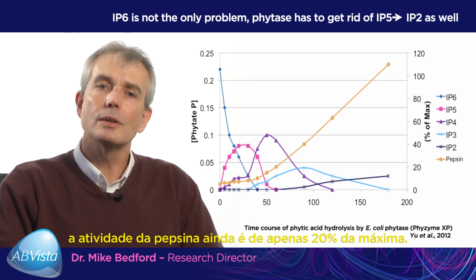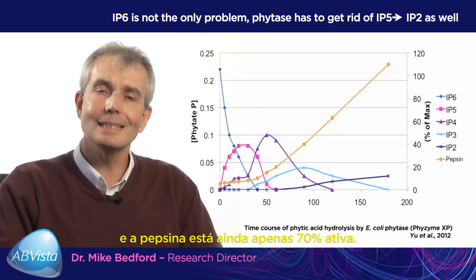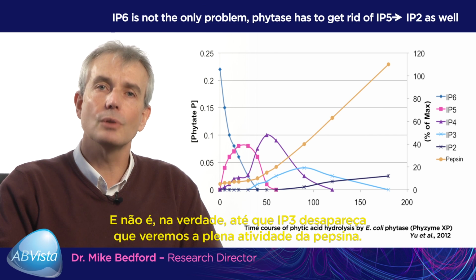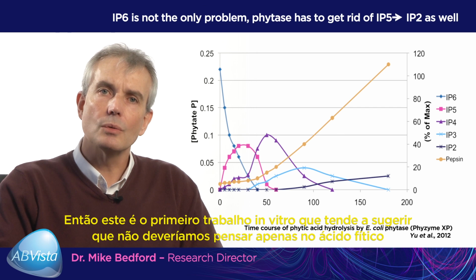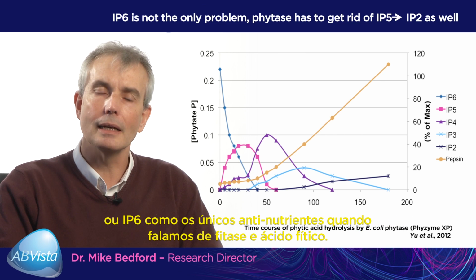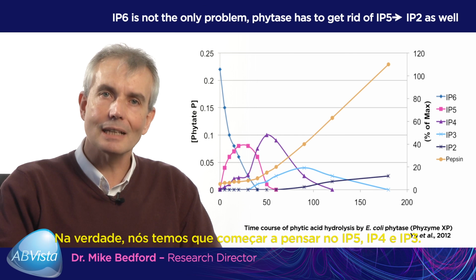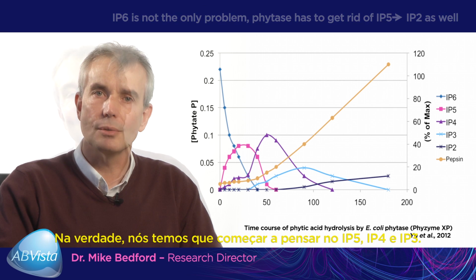maximum. You can see IP4 is completely removed at about 120 minutes and still the pepsin is only 70% active. And it's not in fact until IP3 has disappeared that you see full activity of the pepsin. So this is the first piece of in vitro work that tends to suggest that we should not just think of phytic acid or IP6 as being the only anti-nutrient when we talk about phytase and phytic acid. In fact, we've got to start thinking about IP5, IP4 and IP3.